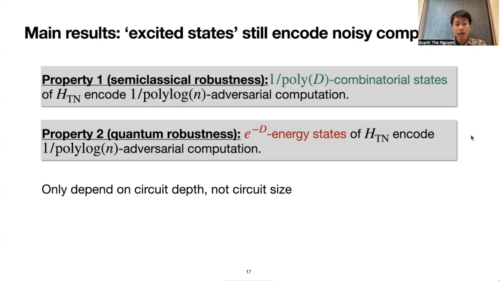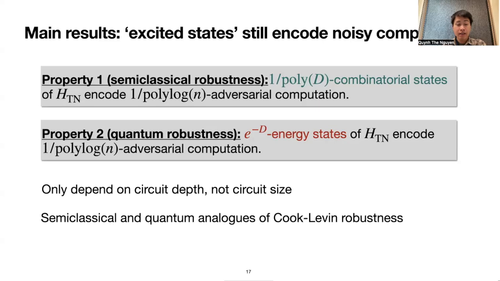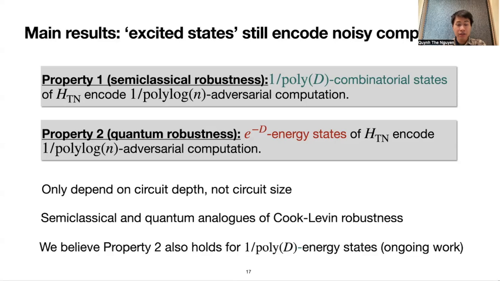And these are the semi-classical and quantum analogs of the Cook-Levin robustness property that I mentioned in the earlier slide. As you can see, the exponential-in-depth quantifier in property 2 is much worse than the 1 over poly depth in combinatorial states. We actually believe that property 2 should also hold for 1 over poly energy states, and this is an open question.